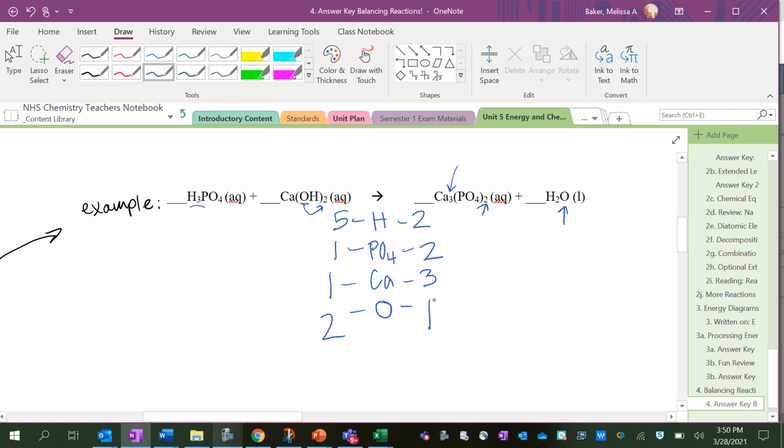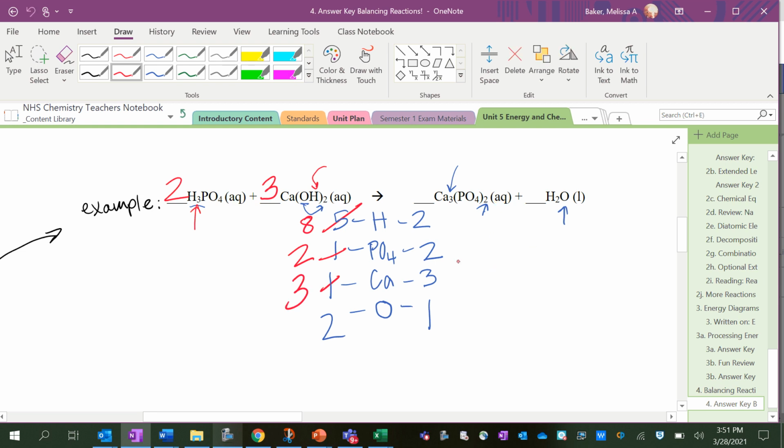So the tips say wait for H's and O's until the end. So let's start with the PO4s. Let's put a 2 out front. Now we've got 2 PO4s on each side. And how many hydrogens? There's 6, 7, 8. Okay. Our calciums are still not balanced. So let's do our calciums next. We need a 3 in front. That makes our calciums better.